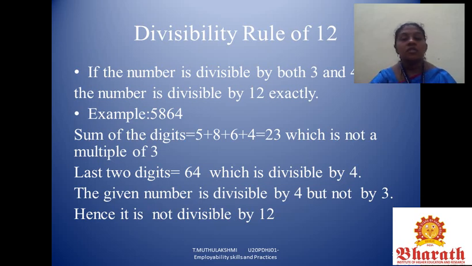Next you check whether this number is divisible by 4 or not. You take the last two digits, 6 and 4, which is divisible by 4. So the given number is divisible by 4 but not divisible by 3. Therefore this number is not divisible by 12.